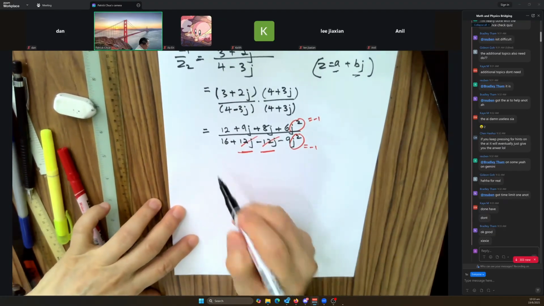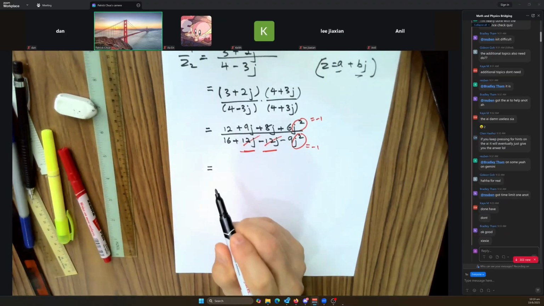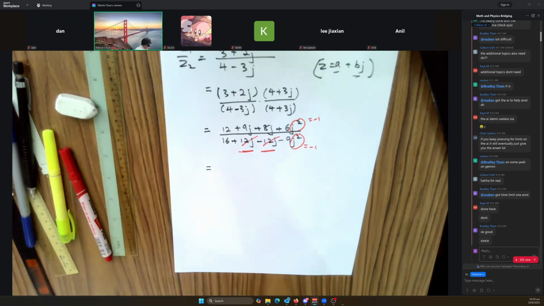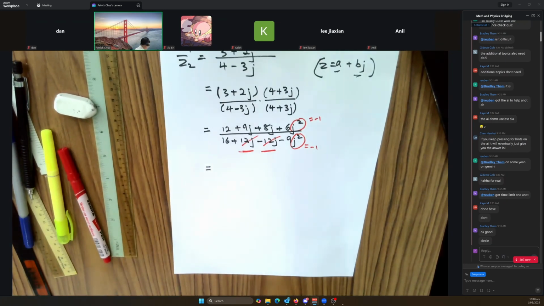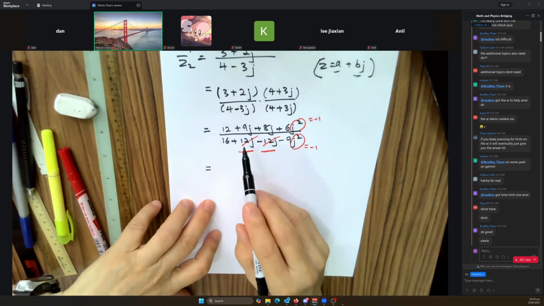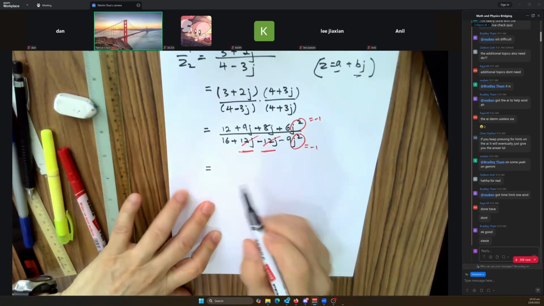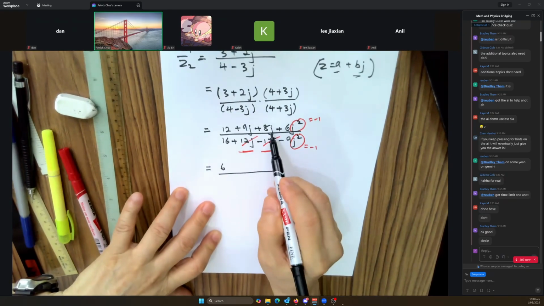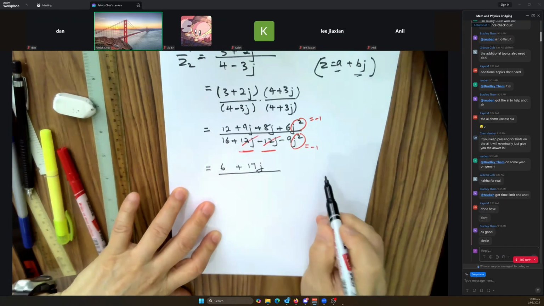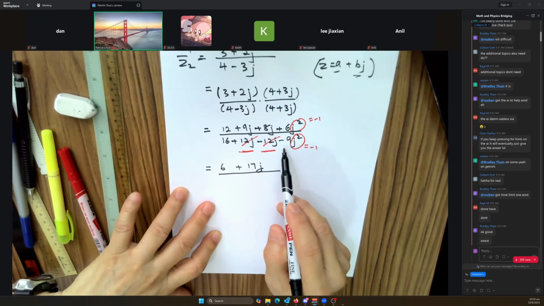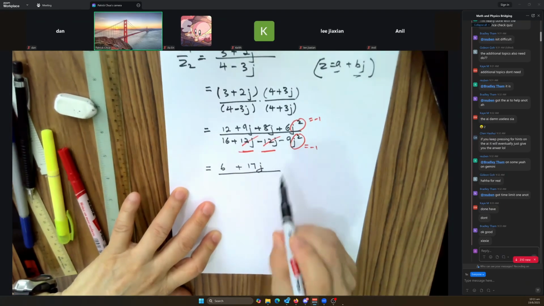Okay. So now you just do housekeeping, clean it up a little bit. So it's 12 minus 6, because this whole thing is 6 times minus 1. 12 minus 6 gives you 6. 9j plus 8j, 17j. Okay. And the denominator, you have 16 plus 9, because minus 9 times minus 1 is plus 9. So 16 plus 9, 25.